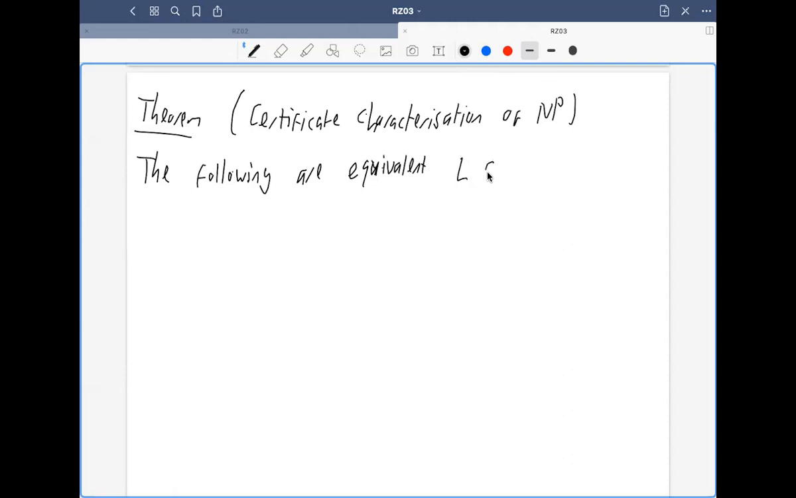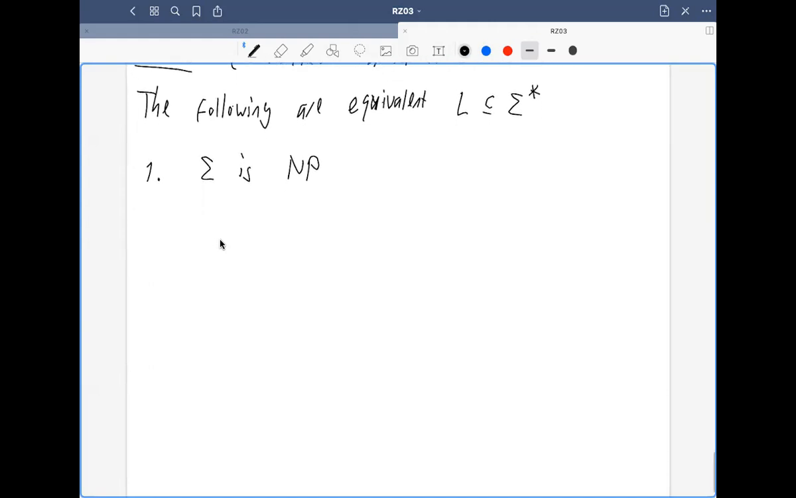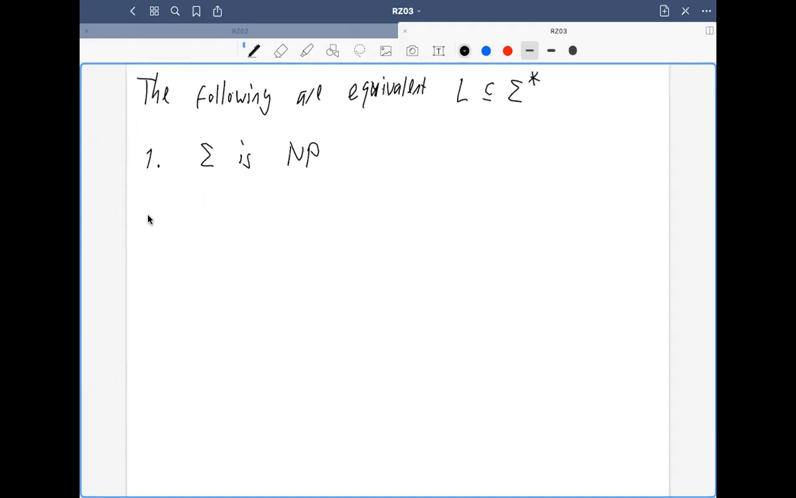For a language, that's a set of words over an input alphabet, firstly, L is in NP, or we just say L is NP. It is an NP problem. Sorry, yes, thank you. The language L is NP.